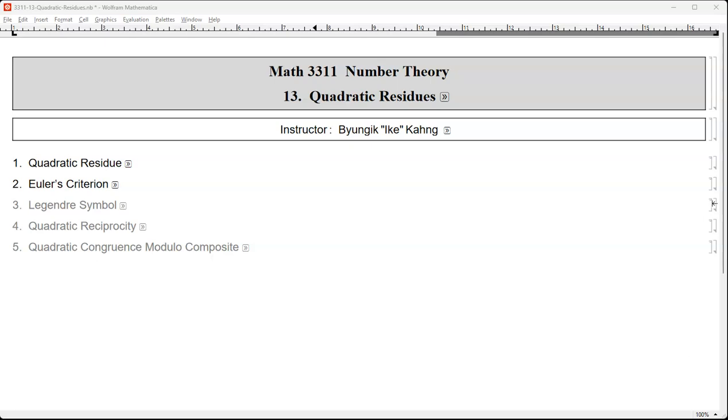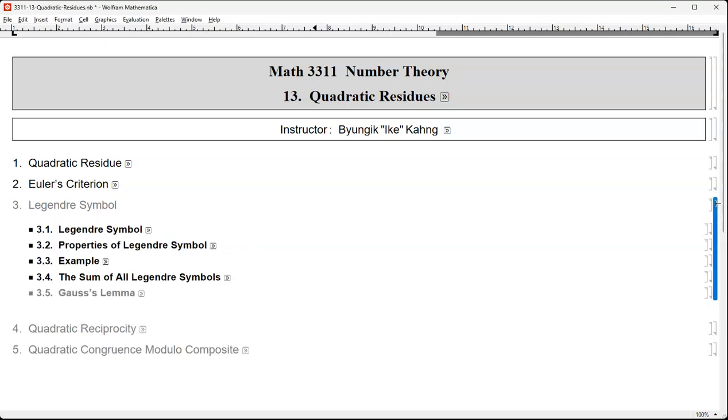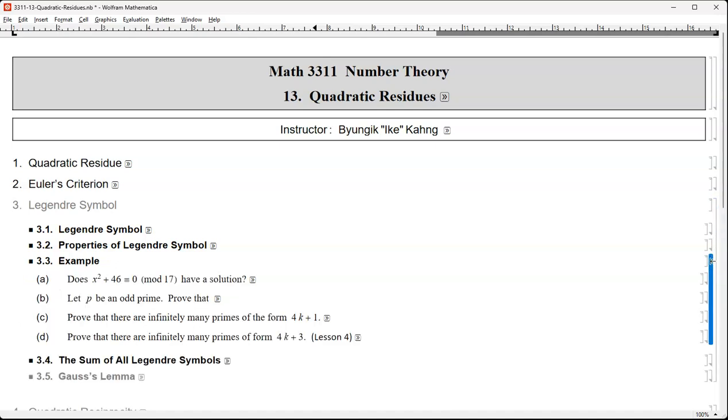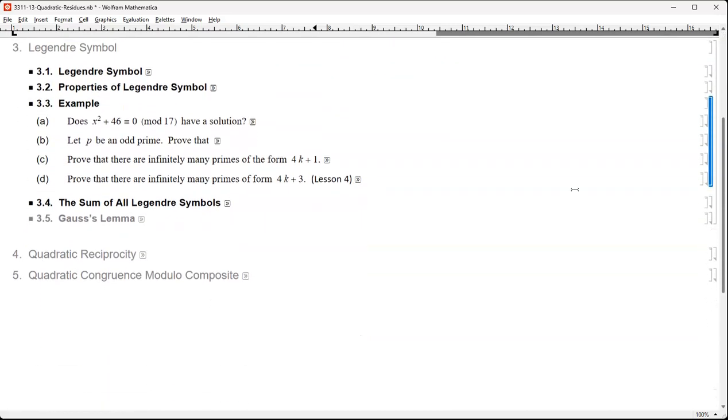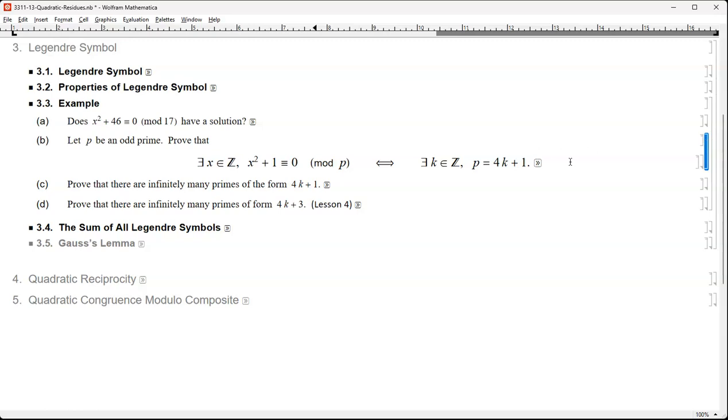Hello students, welcome back. I don't want to complete section 3, but I do want to complete example 3.3. So let's go back here. We completed up to part B.